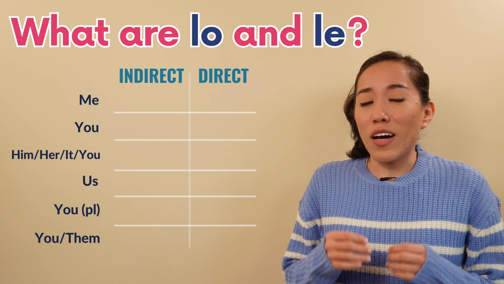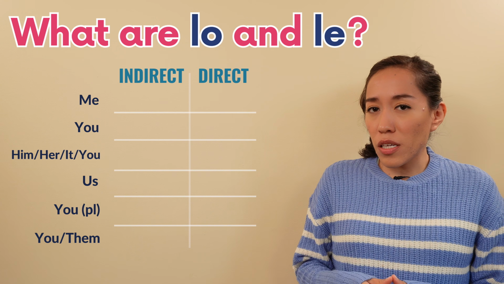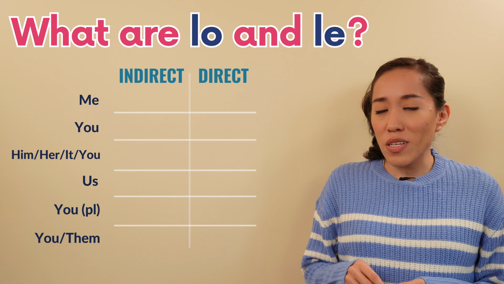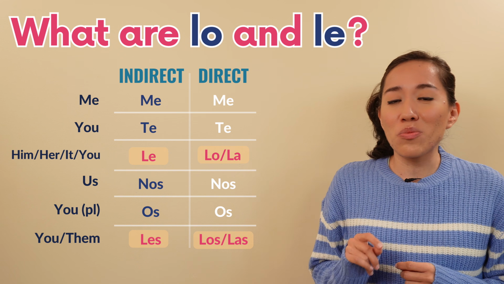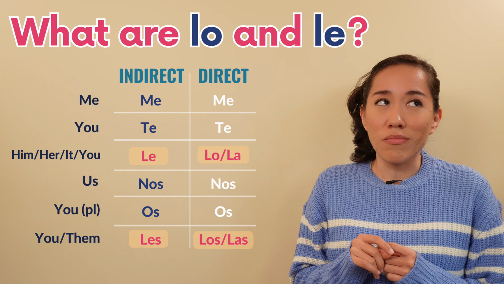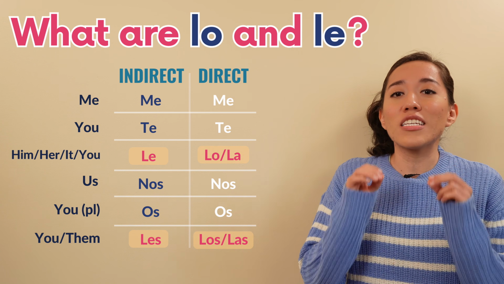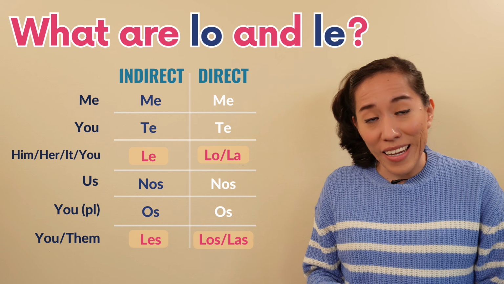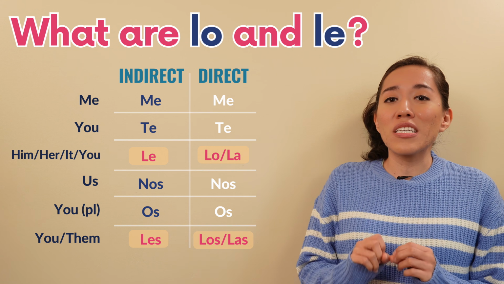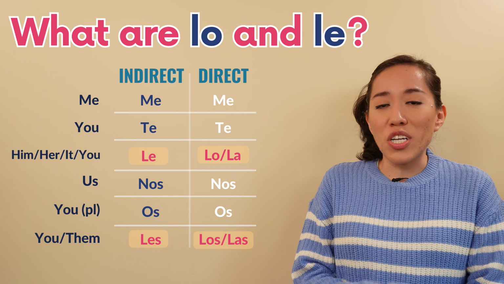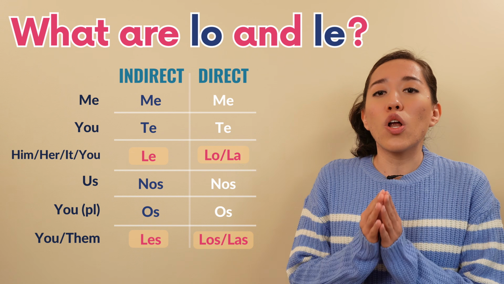But before, I want you to look at this table over here because lo and le are not the only object pronouns in Spanish. As you can see, the other object pronouns are very similar. Well, they're actually the same, so they are not confusing at all. It's just lo and le in the plural forms that we need to be careful with. So, with that said, let's go and check how and when to use lo.